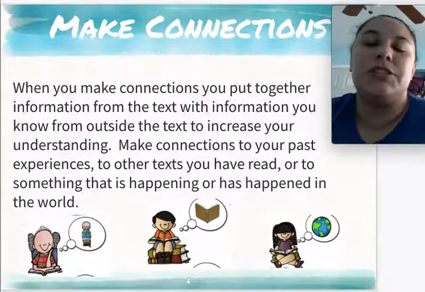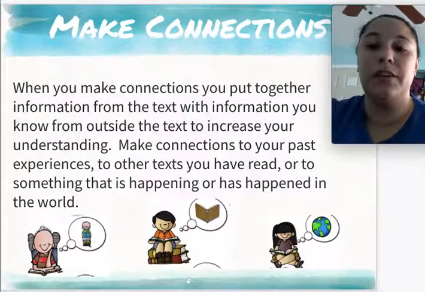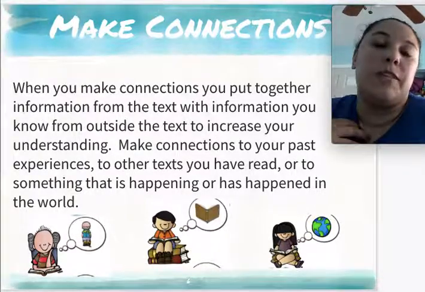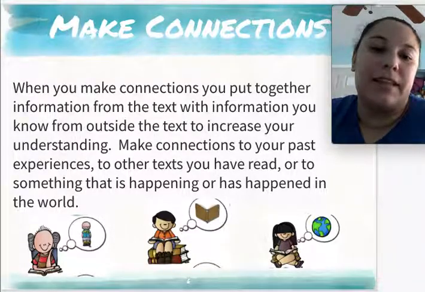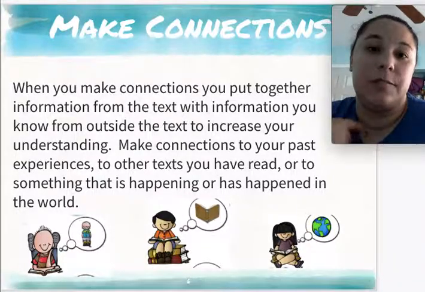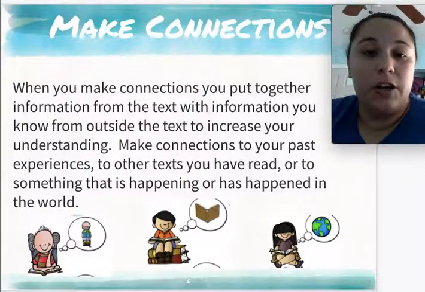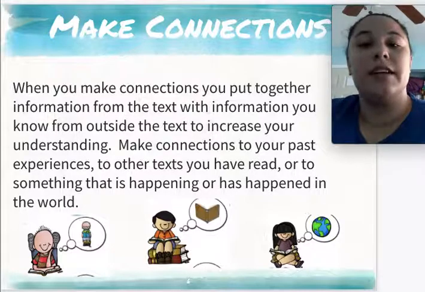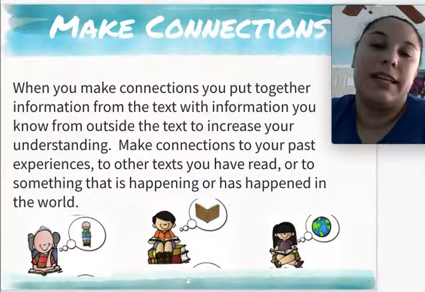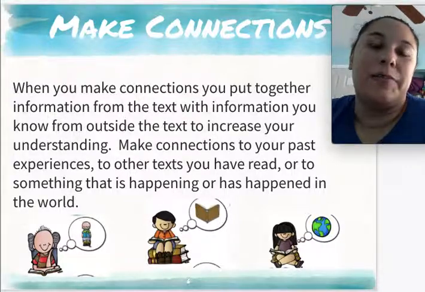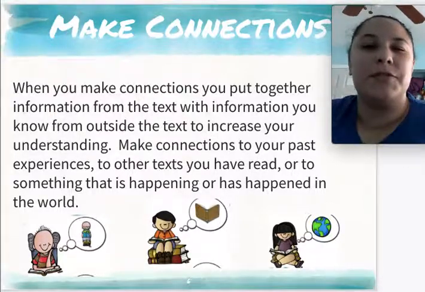Another thing you do while you're reading is you make connections. Making connections means you put together something from the book that you're reading and something from your real life. So that can be a connection between the book and something that happened to you. It can be a connection between this book and another book or another story that you read. Or it can be a connection between this book and something that happened in the world, happened in your country, or something you learned in history class, or something in the news. Okay, all of those are making connections.